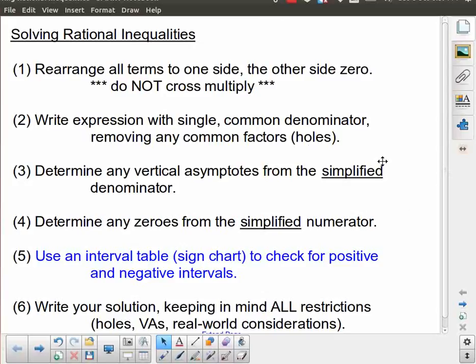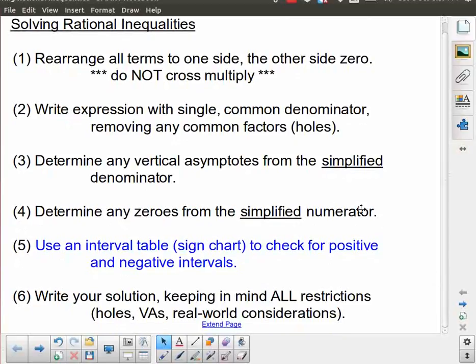In this lesson, we're going to be looking at solving rational inequalities. So we're going to be using some of the same concepts from when we solved polynomial inequalities. Also, we're going to be making use of some of the work we've done for solving rational equations and putting those together. I've put together a list of steps to go through.